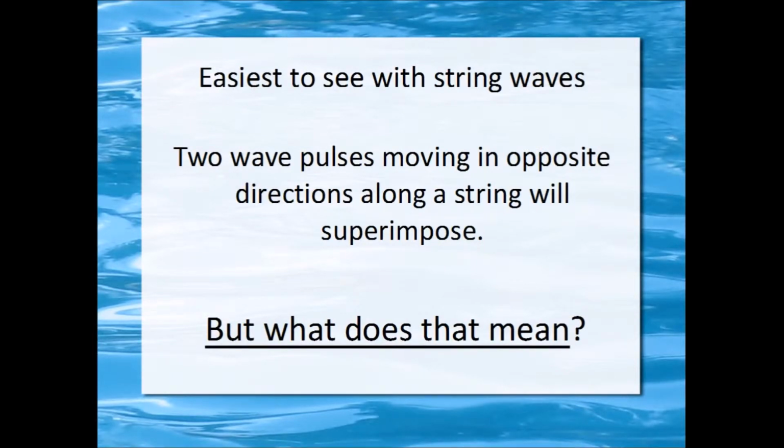We can take a string and send pulses down it. A pulse is a really short wave, like a single bump that goes down the string. If we make two pulses and send them in opposite directions, they will meet in the middle and superimpose. But what does this actually mean? It's time to have a close look.